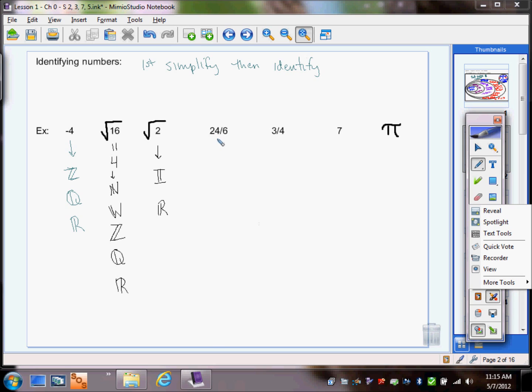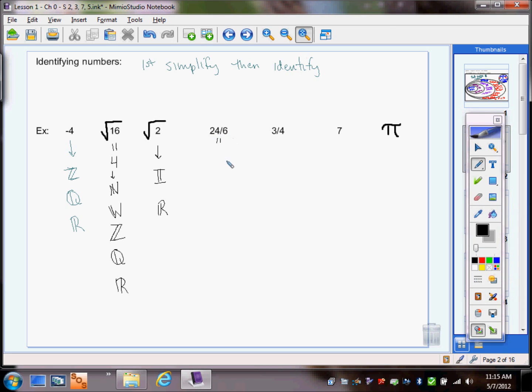24 over 6, I can simplify that, right? 24 divided by 6 is 4. And we already know from here that 4 is natural, whole, integer, rational, real. 3/4 is a fraction. I can't simplify it though. It doesn't reduce to anything. So it's not an integer or whole number or natural, but it is a rational and it's real.